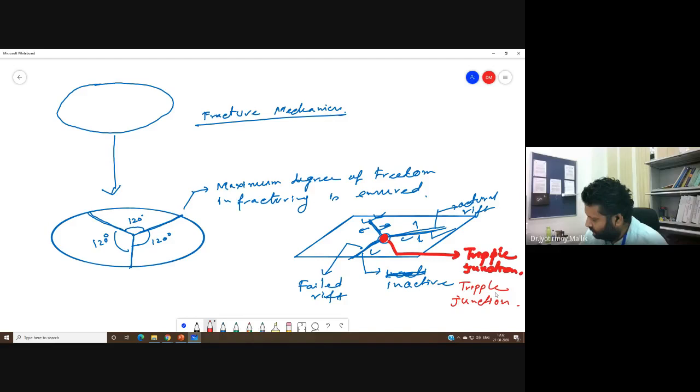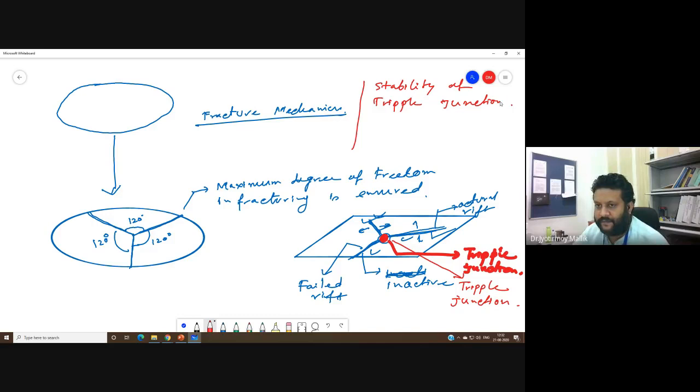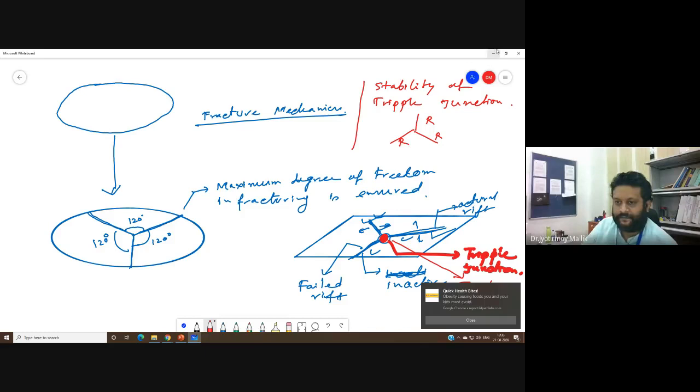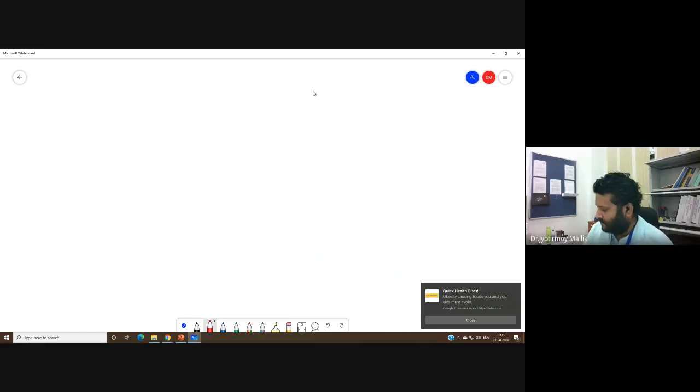Now, in the subsequent classes, what we will study is the stability of triple junctions. The example that I have given here, all of them are rifts: rift, rift, and rift, an RRR triple junction. But it might not always be RRR. Let me just clear the canvas. It can be RRR, which means all three of them are rifts.